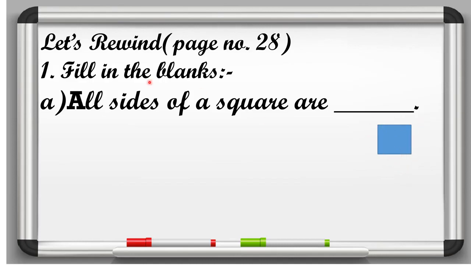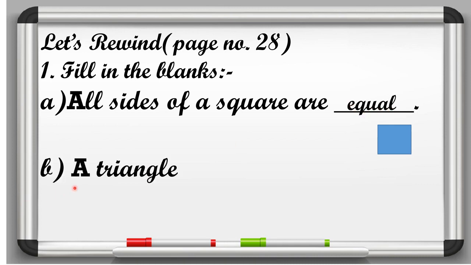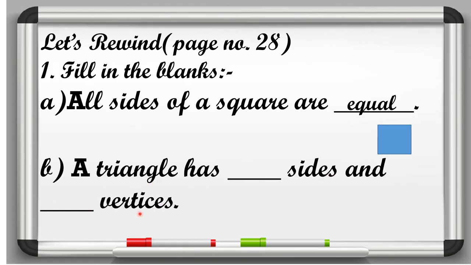But here the question is all sides of a square are dash. Every side of a square, how are they? So here we can see that all sides are equal. So here we will write the answer equal. E-Q-U-A-L. Equal. Understood, beta? Now in B part, it is given a triangle has dash sides and dash vertices.